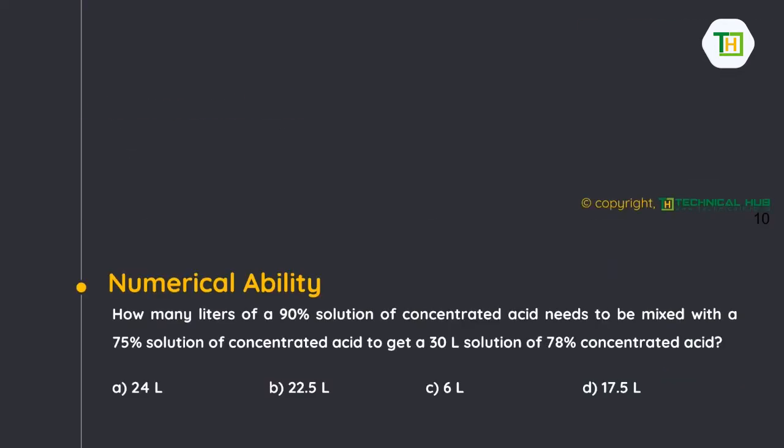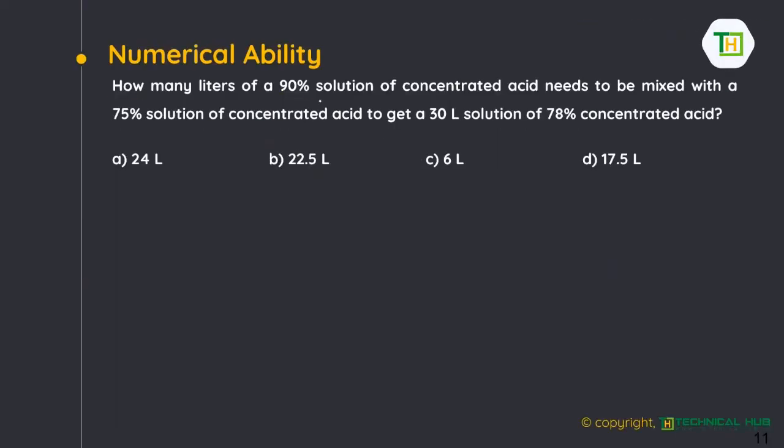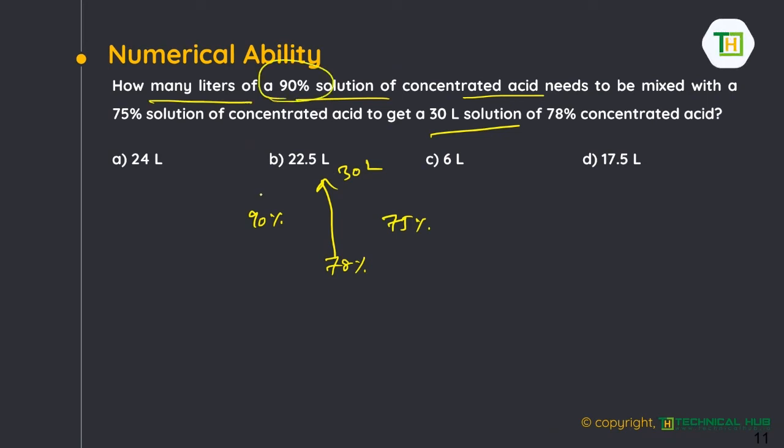Next question. How many liters of 90% concentrated acid need to be mixed with 75% concentrated acid to get 30 liters of solution of 78% concentrated acid? Here, the mixture is having 30 liters, and we have to calculate how many liters of 90% concentrated acid. We need to calculate this value, right?